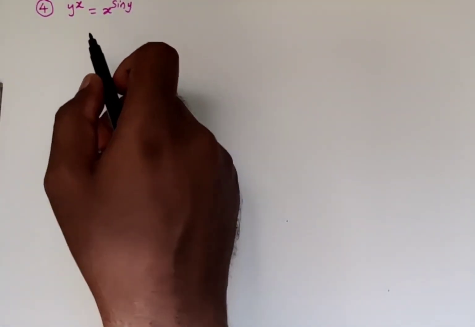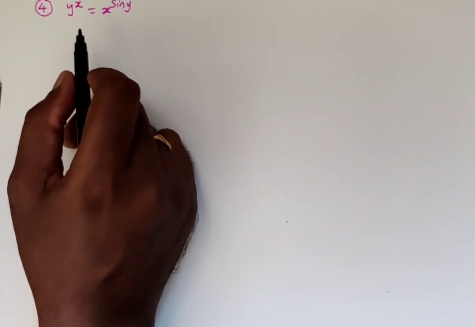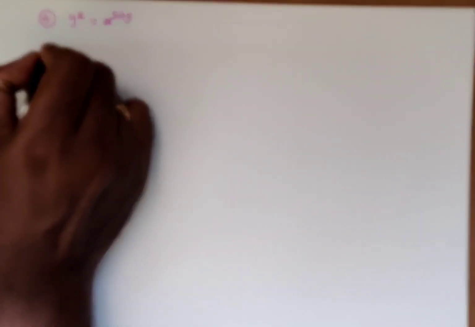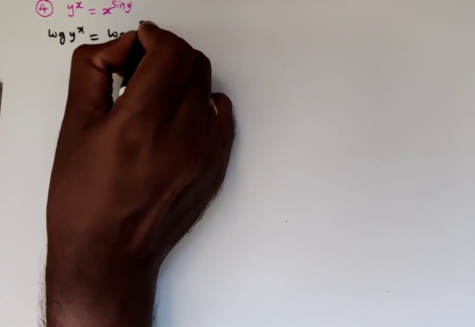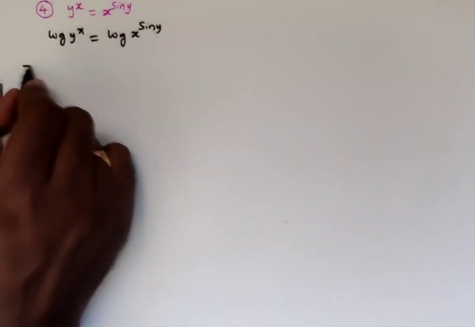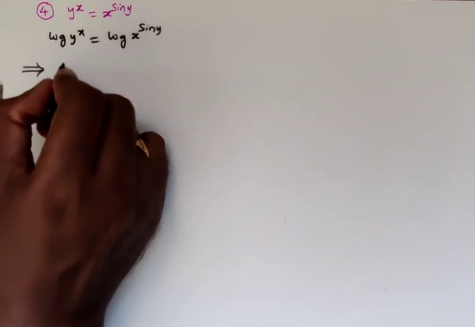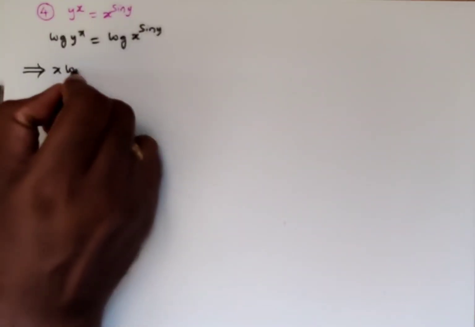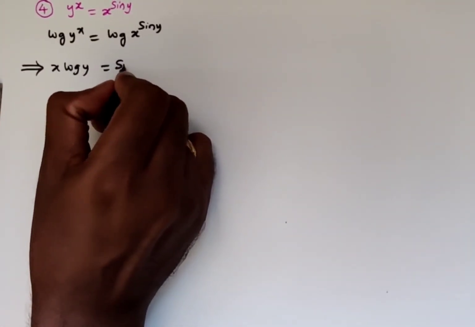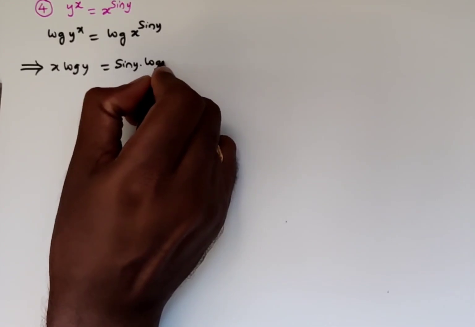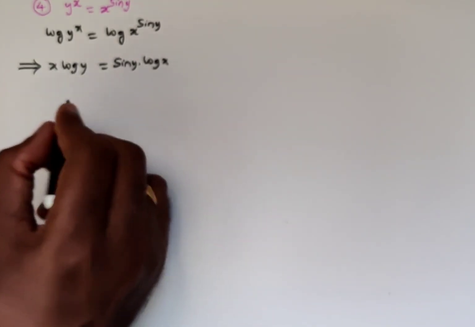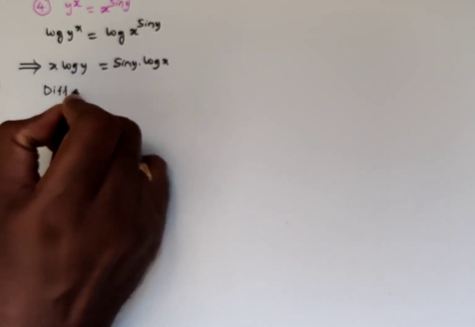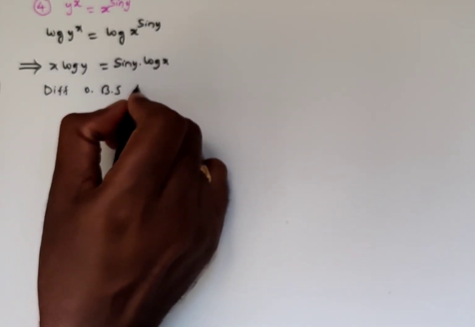If the function is in the form of f of x power g of x, we need to take logarithm on both sides. So take logarithm on both sides. For this, the logarithm of y to the power of x is equal to logarithm of x to the power of sin y. Now it is log a power m, so it is m log a, so it is x into log y. This is sin y into log x. Next, apply the derivative on both sides with respect to x. Differentiate on both sides with respect to x.